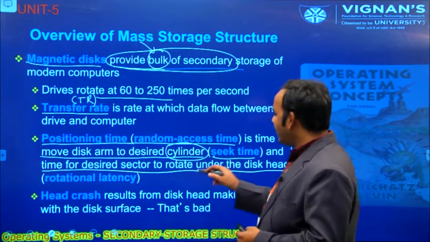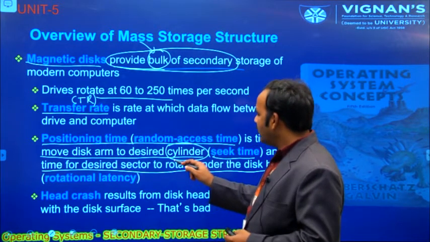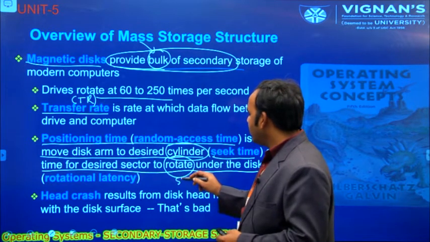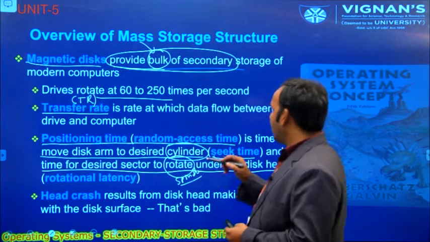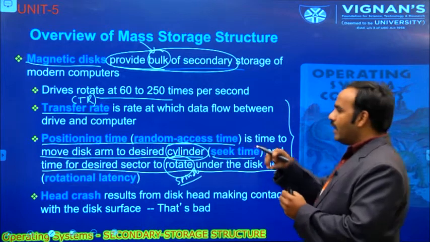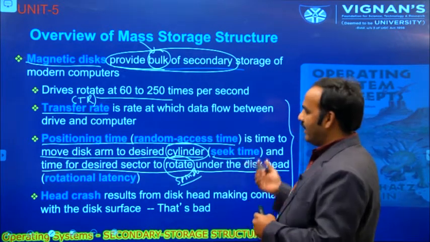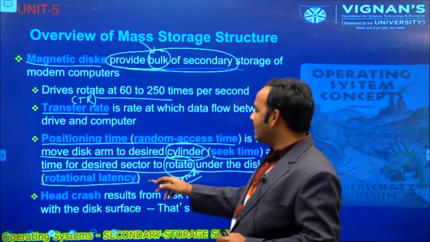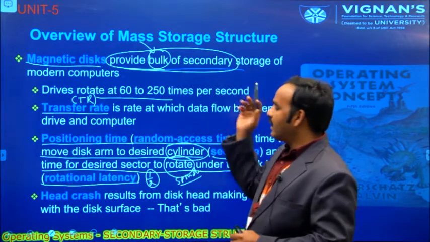Now what are we rotating here? We are not moving the arm. Rotation here means a spindle is rotated. The time taken to rotate the track so that the sector comes under the disk head is called rotational latency. The average latency is half of the rotational latency, which we will see in the coming slides.